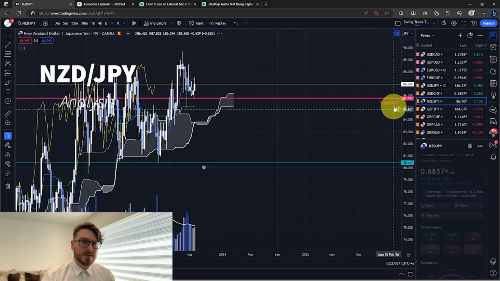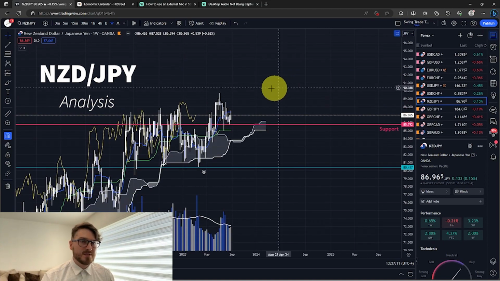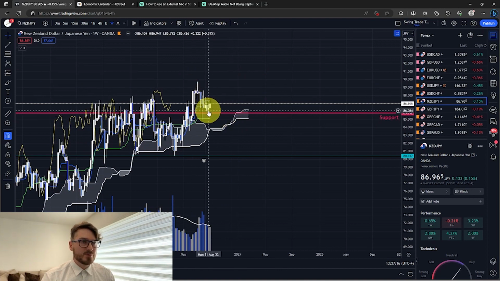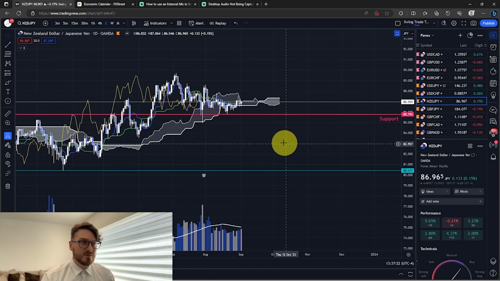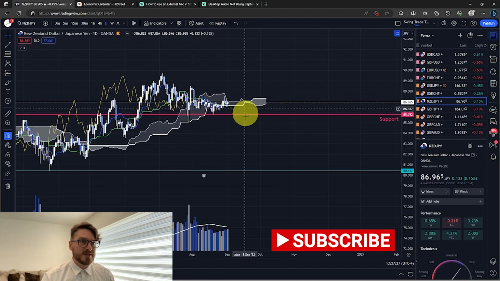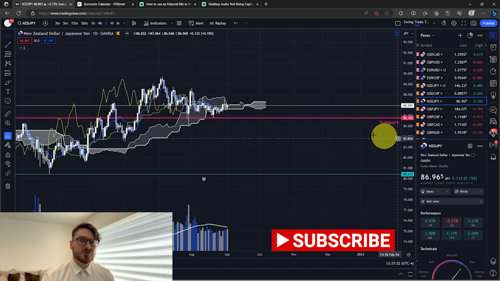Next pair. Okay, guys, this is New Zealand versus the Japanese yen, and we had a nice retracement here. Looks like it found some support, but overall price on the daily chart is just in the cloud. So this is a ranging market, and until we get a breakout of this support level, I'm not going to be looking to trade this market.